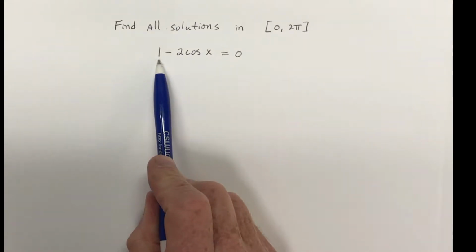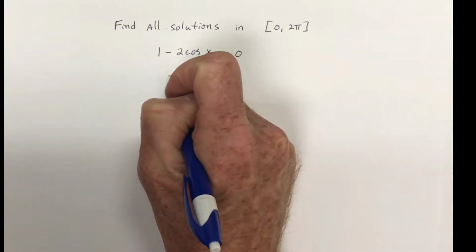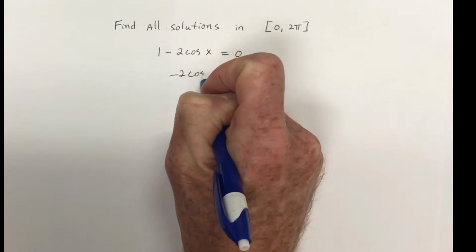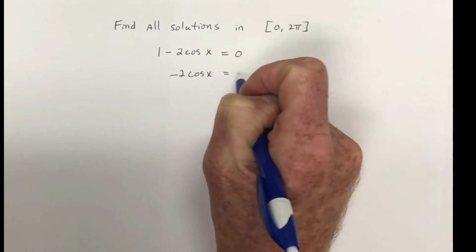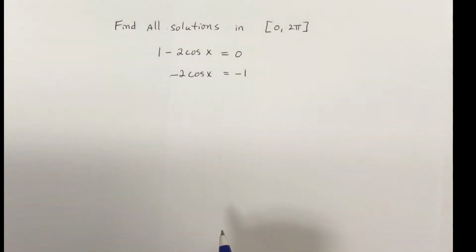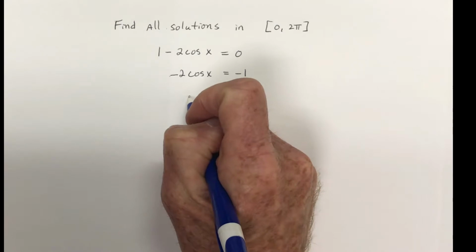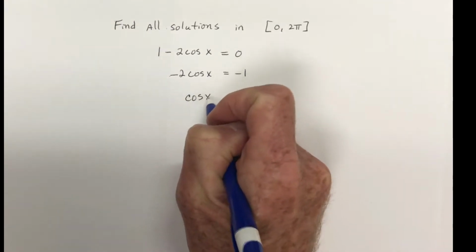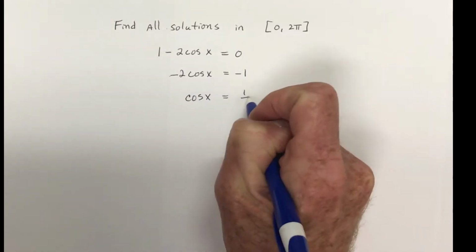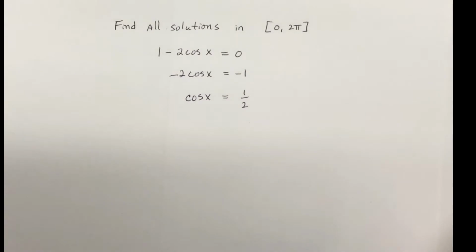So subtract 1 from both sides. And then divide both sides by a negative 2 to eliminate this right here. So divide by negative 2, and on the right side the two negatives are going to cancel, and it says, when does cosine equal a half?